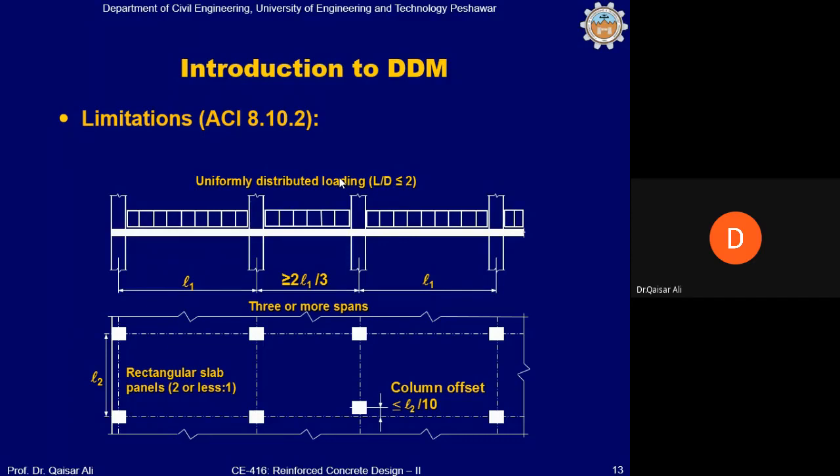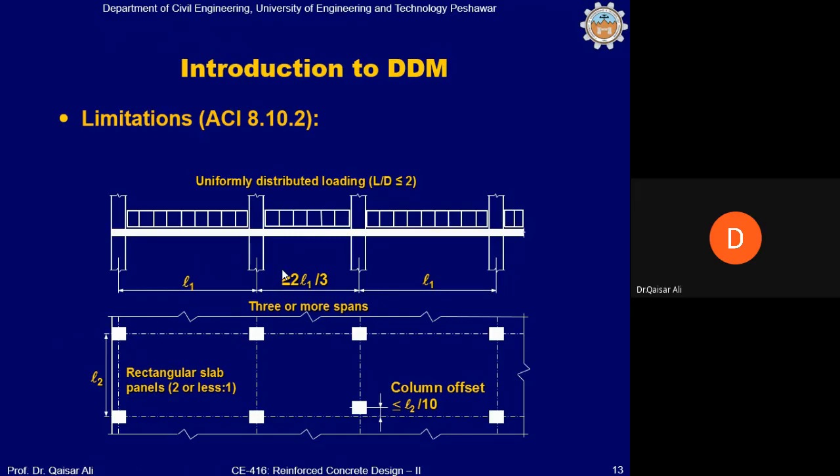The third condition is that the span shall not vary too much in size. If one span is L1, the adjacent span shall not be less than 67% of this. For example, if this length is 10 feet, then this length shall be at least 7 feet. If it is less than 7 feet, say 6.7 feet, then the difference is more than allowed, and the method will not be applicable.